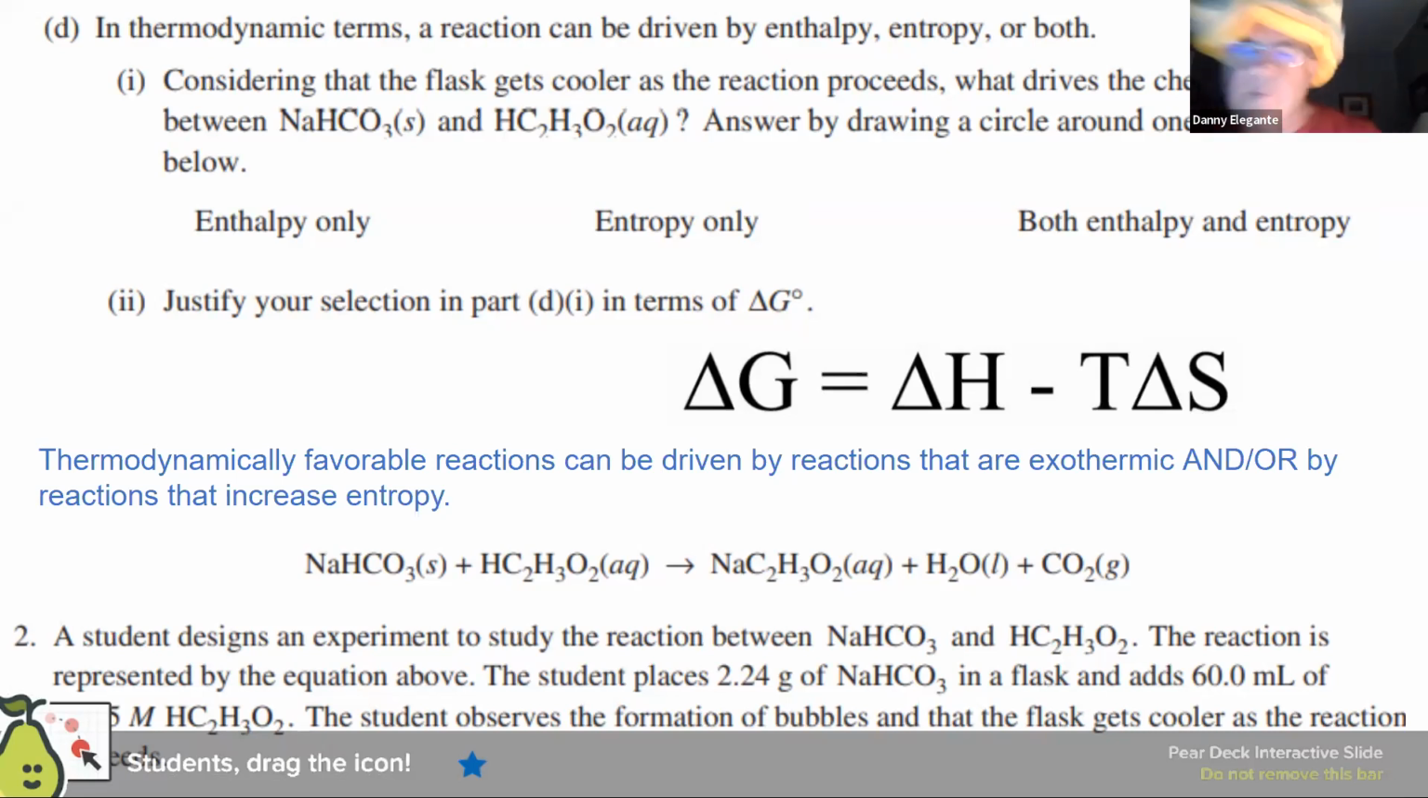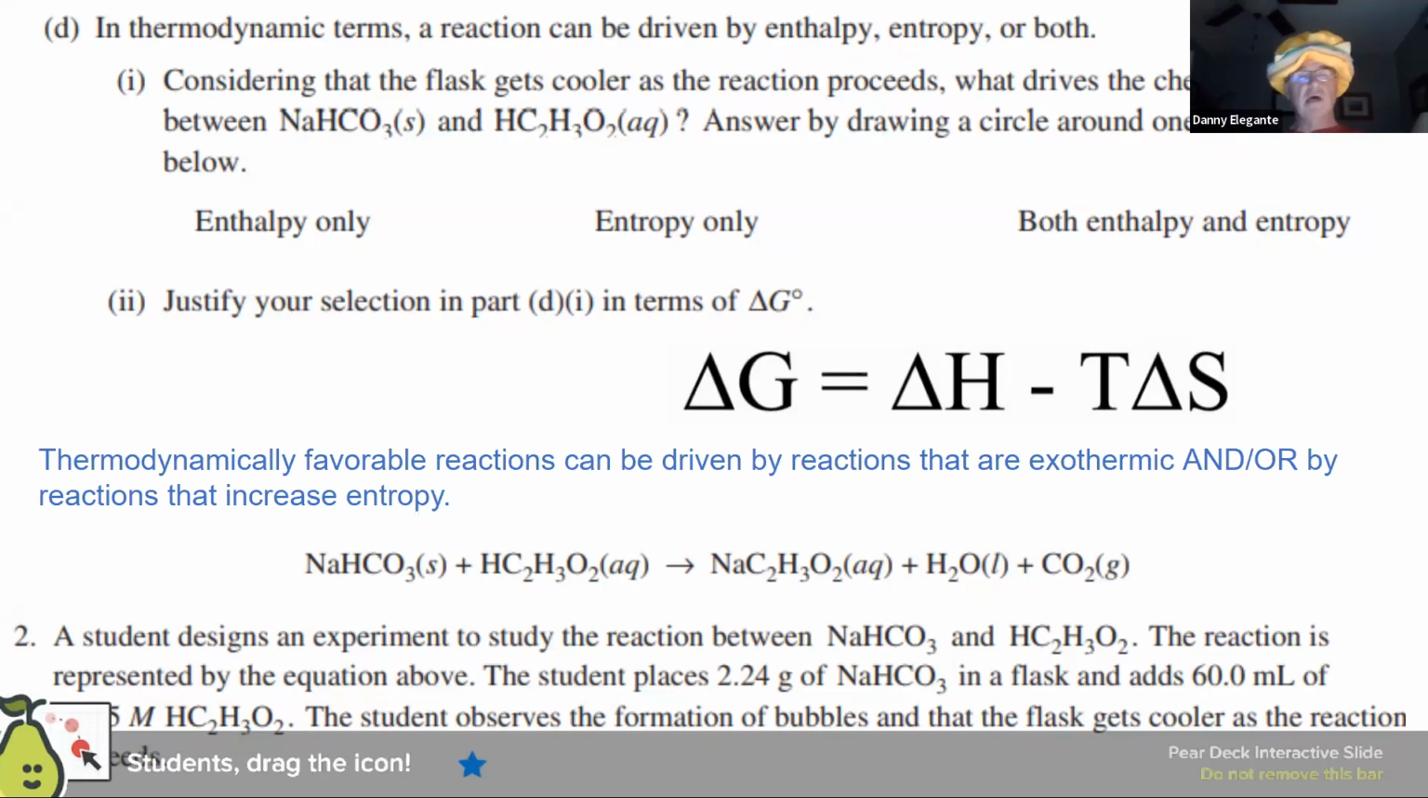But let's talk about, how do we know if it's more entropy or less entropy? Well, you have to remember that entropy is disorder, right? So let's look at the states of matter. On the left-hand side of the equation, you've got a solid, and you're mixing it together with an aqueous solution, right? And then on the right-hand side, the products, you've got an aqueous solution and water and a gas. Because remember, the question said there were bubbles. So we're looking for those word clues.